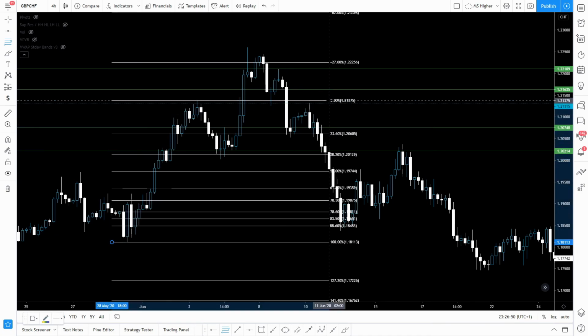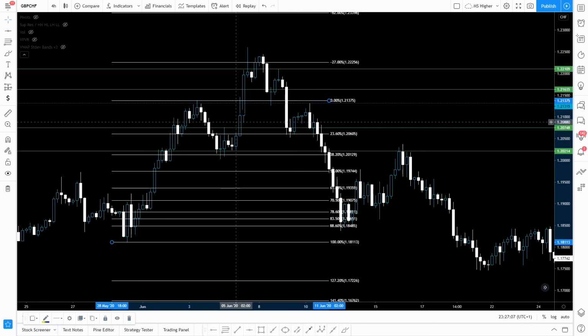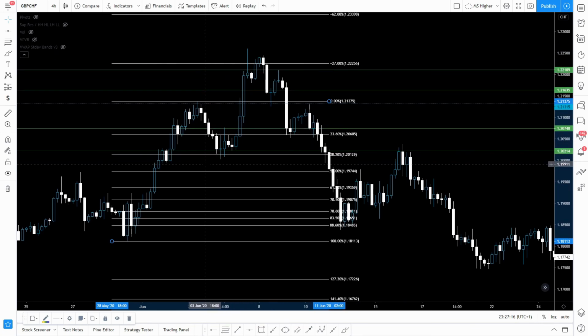Fibonacci up to 38. There you go, there's our target. If you haven't seen my Fibonacci video, go watch it. I'll post a link right here. So check out my Fibonacci video. It'll show you where you can take profits and what to look out for.